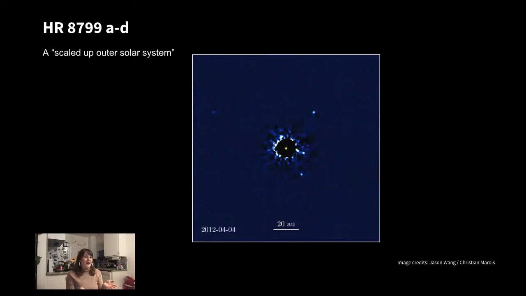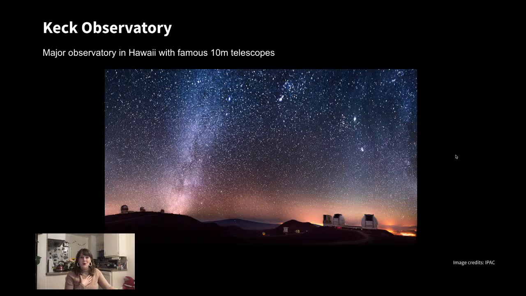And as you can see by the GIF, we've been observing it for over a decade now. So we have years of information on it, which is really awesome to see how these things are changing. And this image was from the Keck Observatory, which people at UCLA use quite often. So it's a major observatory in Hawaii with these famous 10-meter telescopes. It's done a lot of great science, far beyond just exoplanet imaging.